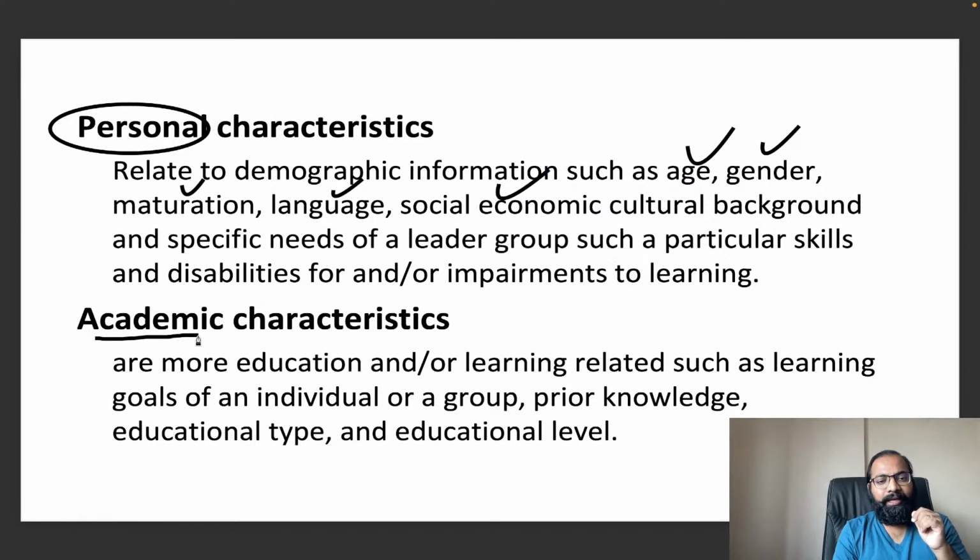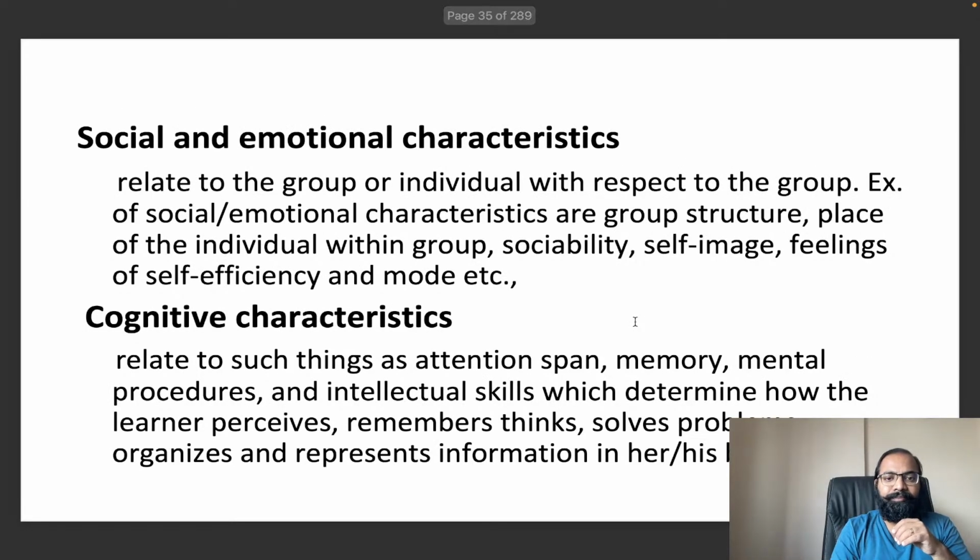Coming to academic characteristics: what is the prior knowledge of the learner? For example, if you go to the 10th class, they will ask how many marks you got in the 9th class. Also the educational type and educational level. Educational type, in a simple example, means state syllabus or international syllabus. All this comes under academic learner characteristics.